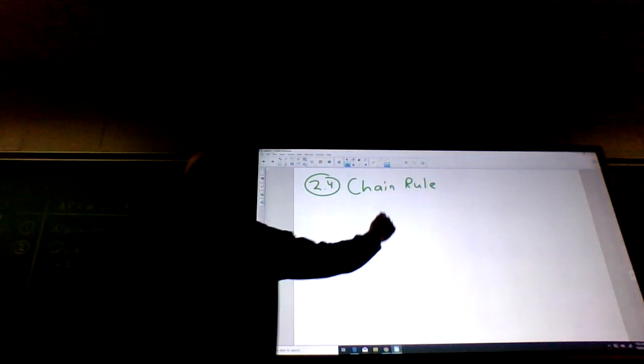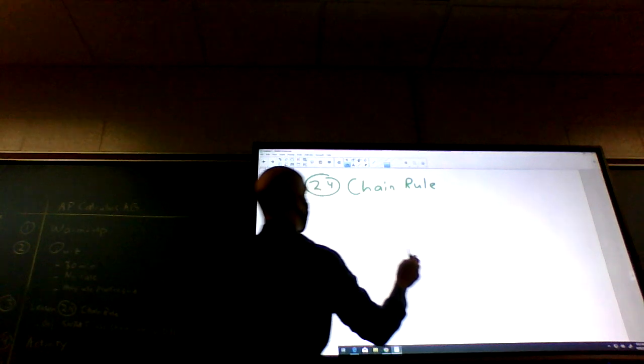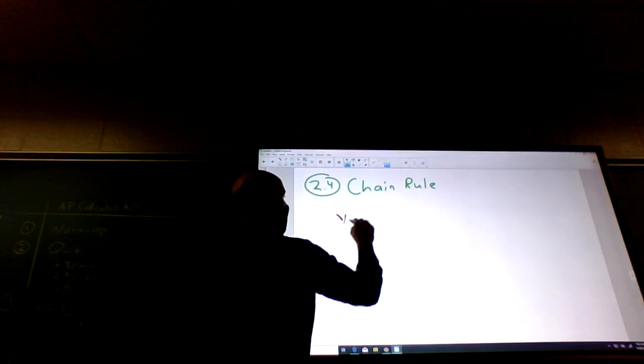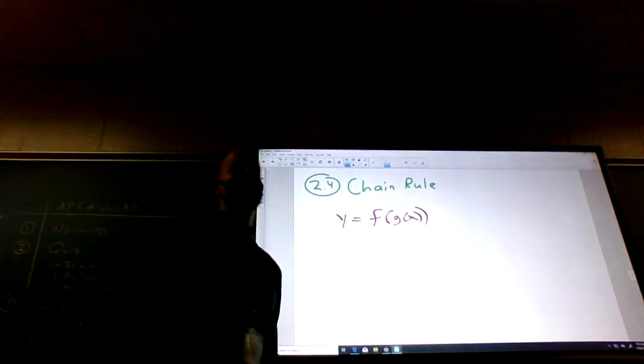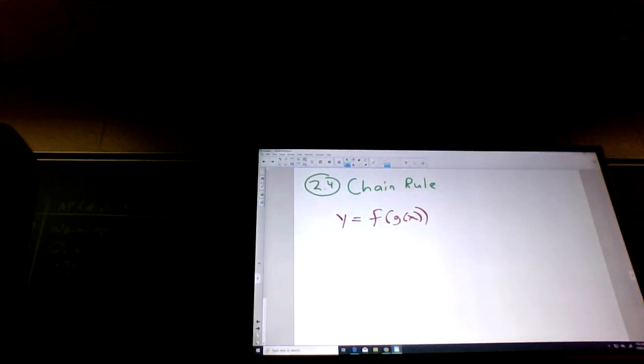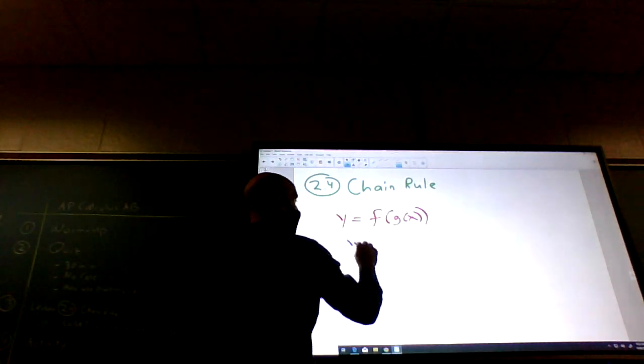So the chain rule comes down to this. Let's see if I can get red here. So let's say that y is f of g of x. What do we call that? That is a composition of functions. That's when one function is plugged into another function. And now I want to know, what is y prime?